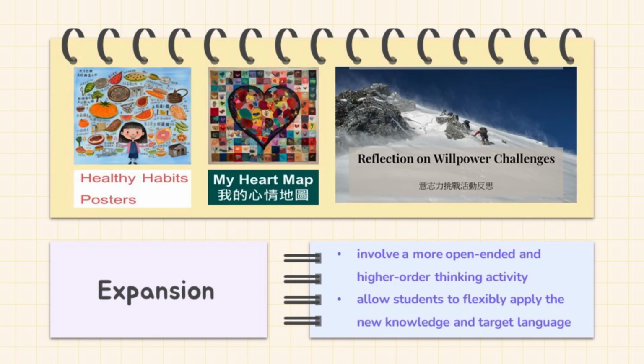The expansion stage involves a more open-ended and higher-order thinking activity that allows learners to demonstrate their mastery of the lesson and their ability to flexibly apply the newly acquired knowledge and target language. This stage addresses significant issues or questions central to the lesson's objectives. The activity should be authentic, representing a real-life experience or situation. It can take various forms, such as problem-solving activities and creative projects.